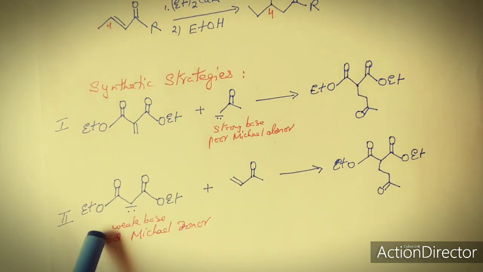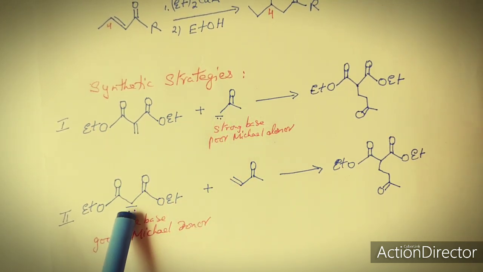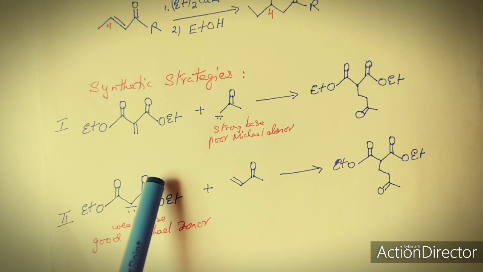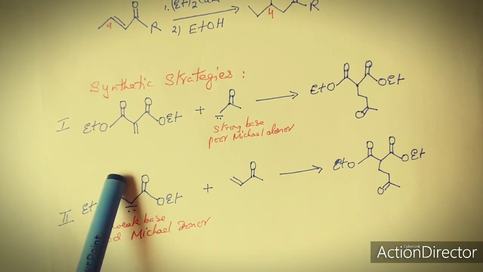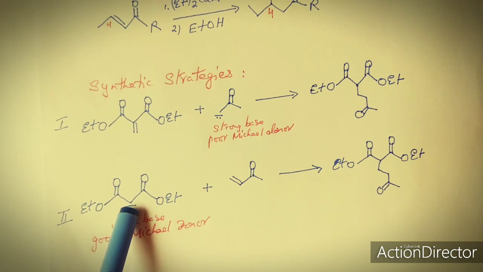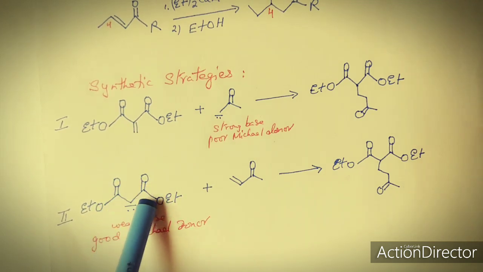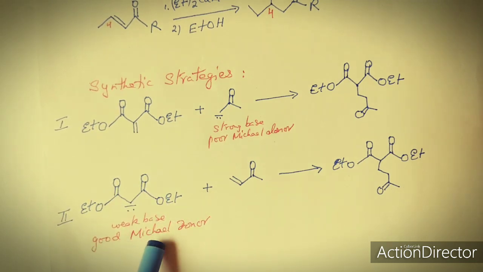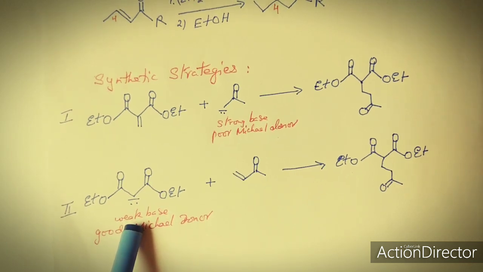Now this time, this CH2, unlike the earlier CH2, is stabilized by these two carbonyls. This bond will move here. This will be the enolate. And in the second resonance structure, this will move here. So this will be the enolate. So they are doubly very well stabilized. So it is a good Michael donor. A weak base. Why a weak base? Because this is not available all the time. So it's a weak base.